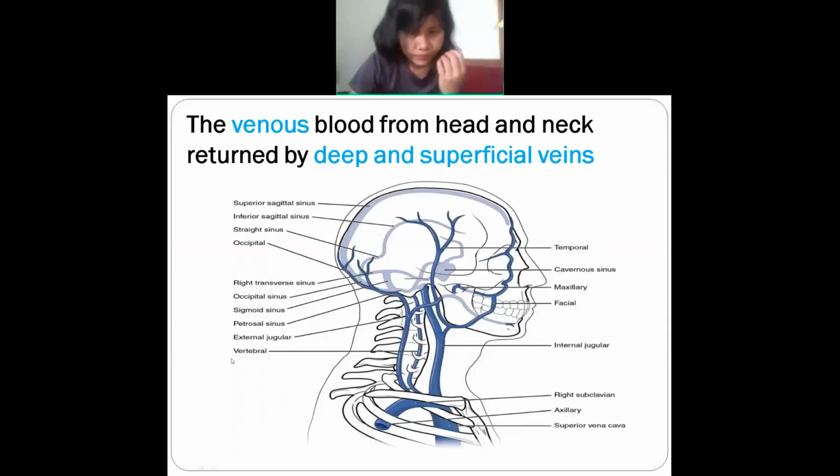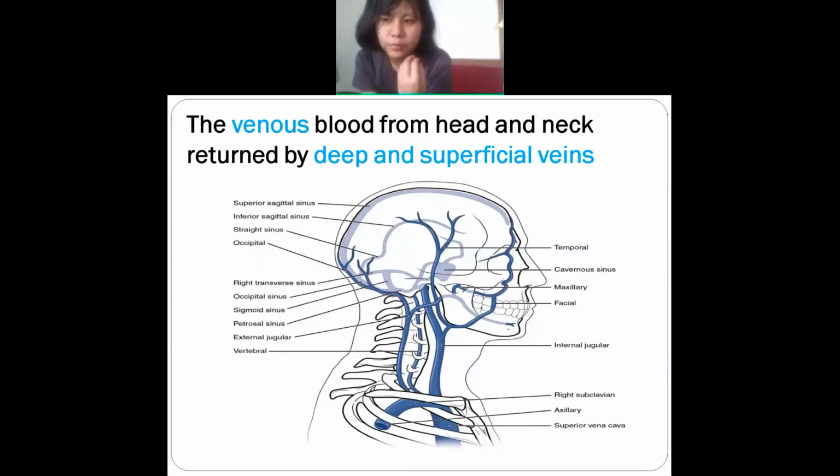So the venous blood is also known as deoxygenated blood. Understand? The deoxygenated blood from the head and the neck, from here, will be returned by whom? They will be returned by the deep and the superficial veins. Understand? The deoxygenated blood from the head and the neck will be returned by the deep and the superficial veins.